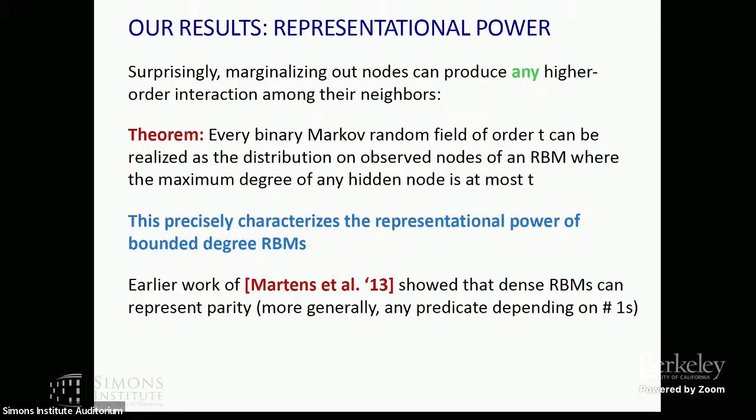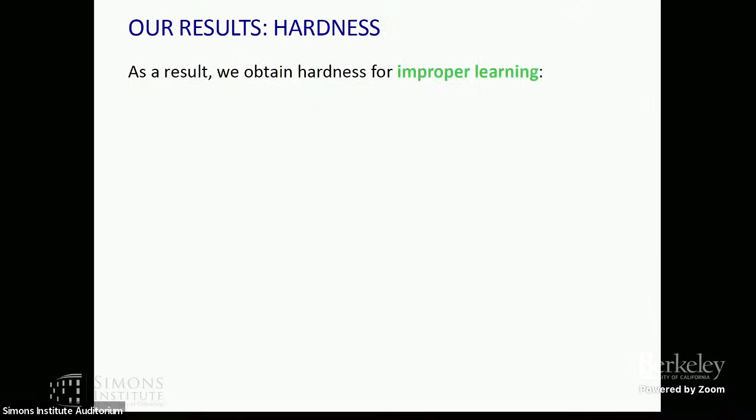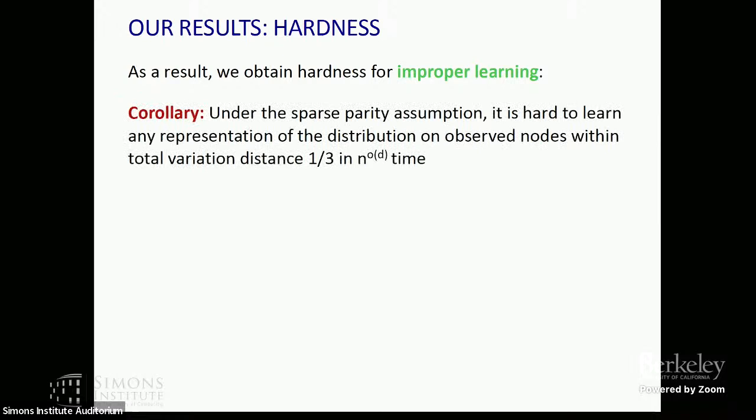And in contrast, the things that were known before really required much larger degree. So for example, there was a work of Martins et al., where they showed that RBMs can be really rich. They can represent things like parities, or more generally, predicates that only depend on the number of ones. But the catch was that the degree was actually linear in the number of variables, which doesn't really tell you anything about the hardness of learning RBMs with bounded degree. But once we have this equivalence between Markov random fields and RBMs, we get a lot of striking results about the hardness of improper learning as a corollary.